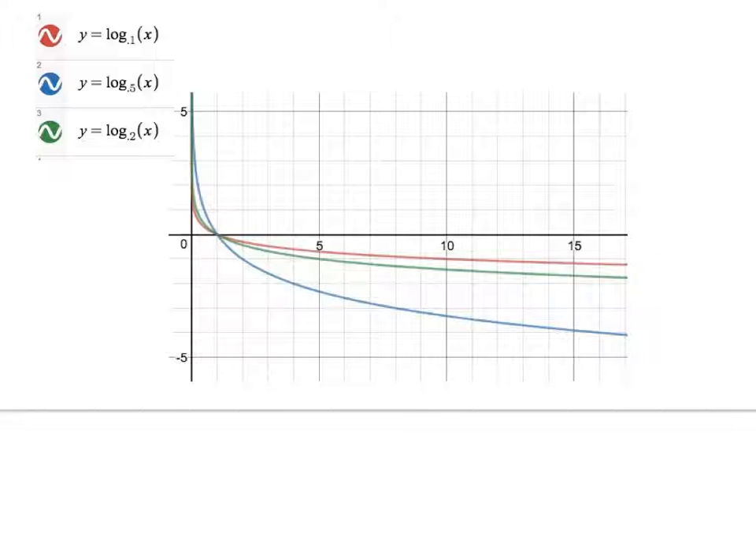Okay, let's label which one is which. This one closest to the x-axis is 1/10. That's a base 1/10. Then we have a base 1/5 and a base 1/2. So as your base gets bigger, it gets further away from the x-axis, right? The last example, as the base got smaller, it got further away from the x-axis. So up here was base 2, and then we had a base 5 and a base 10. Remember?